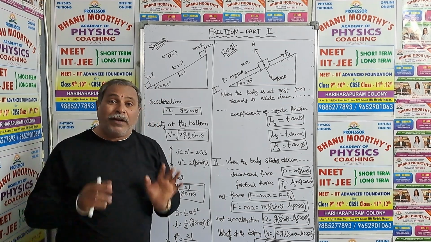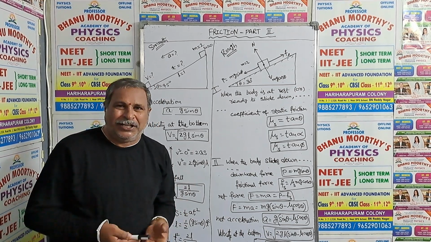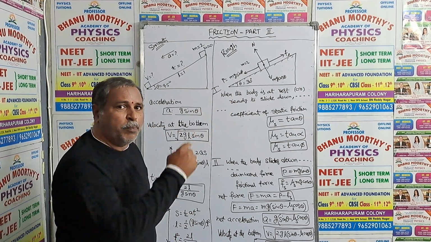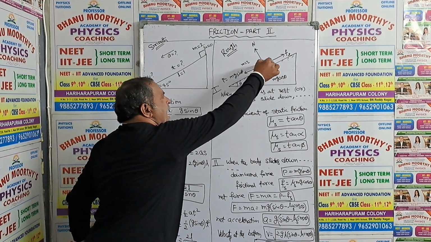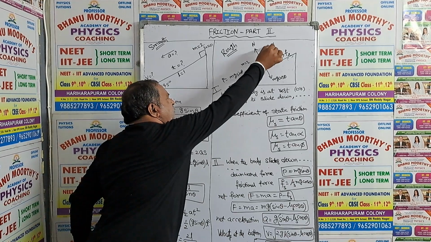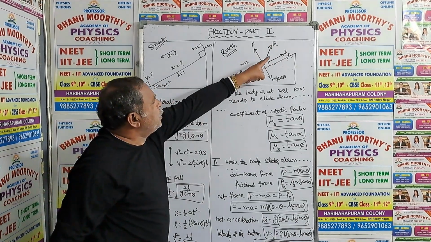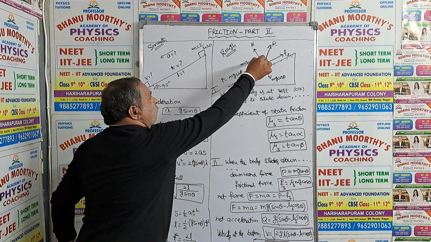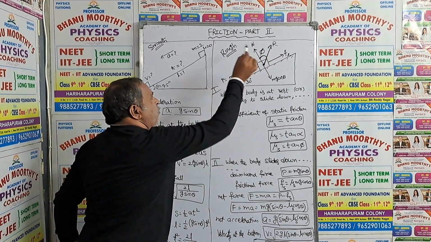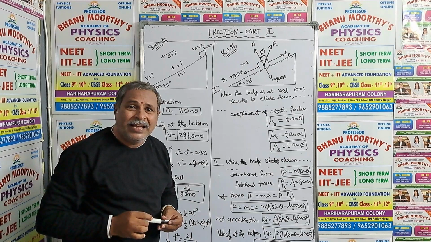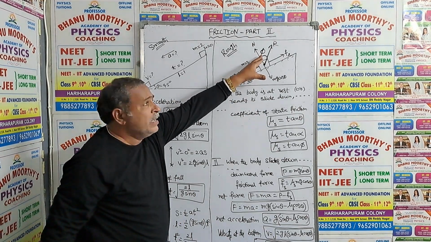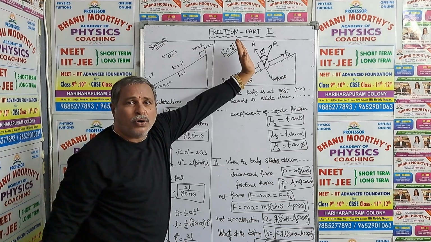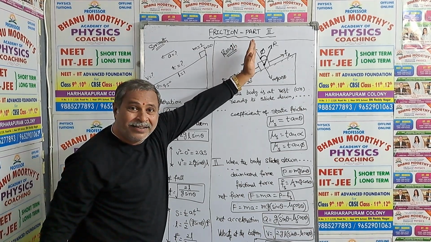Phi is the angle of friction. What is meant by angle of friction? I am representing it here on the board. This is the angle made by the resultant of the frictional force and the normal force with the normal force. It is the angle made by the resultant of these two forces with the normal force. That is the angle of friction.